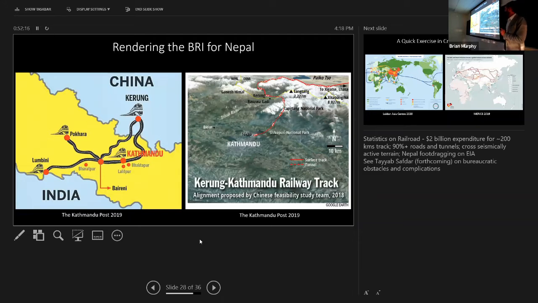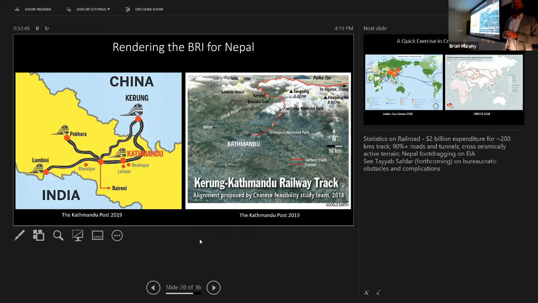So the actual BRI projects in Nepal that are most important, the railroad coming from Kerung, this reflects what's imagined to be some of this multi-dimensional connectivity network, and another rendering of the railroad. This work hasn't happened. And it's not only because of COVID.